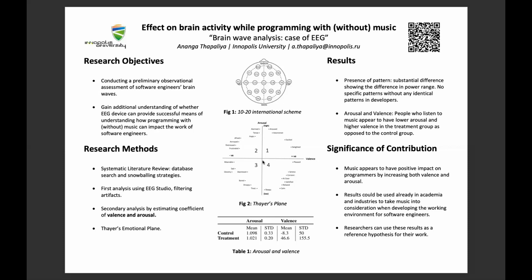So for the result, I found a substantial difference in brain activity across the subjects that I have analyzed. The power range was different in programming with and without music. However, a specific brain activity pattern could not be identified in my dataset, nor could I distinguish groups of developers with identical patterns. However, if we look here, table 1 represents the values of arousal and valence for the control and treatment groups as computed from the recorded EEG signals.